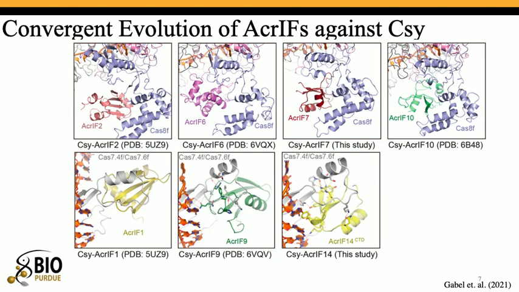So one thing that we noticed while we were doing this particular study is that there appeared to be some convergent evolution among these AcrIF inhibitors. AcrIF2, 7, and 10 all appeared to be double-stranded DNA mimics, while AcrIF1, 9, and 14 all seem to bind to the same sites on the Cas7.4f backbone, preventing double-stranded DNA CRISPR RNA hybridization.